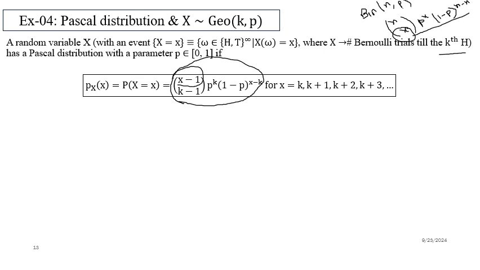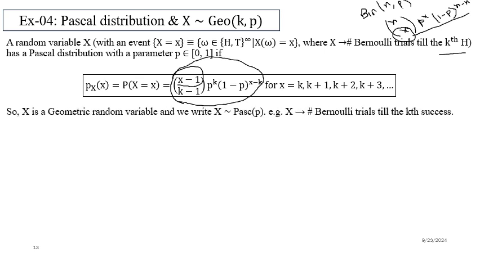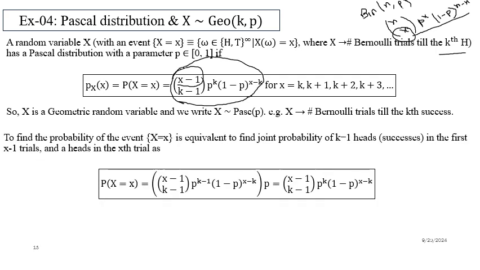Okay, is it clear to everyone? The question is coming: how will you compute this Pascal distribution? It is very easy to compute. Pascal distribution is talking about the number of Bernoulli trials till the kth success. And how will you compute it? In a very simple way you can compute it like that.